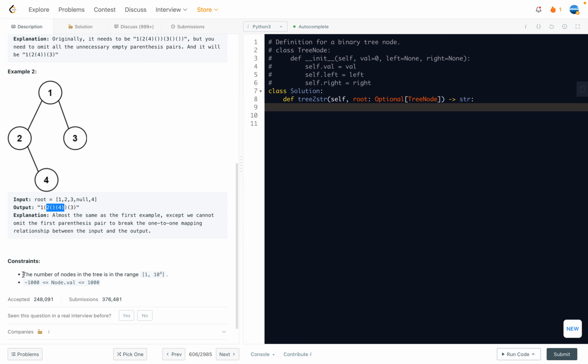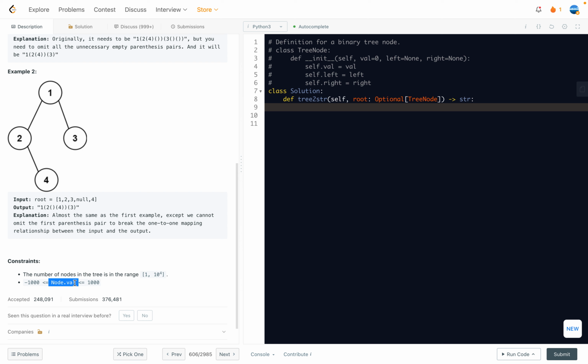Here the constraints are the following. First, the number of nodes in the tree is in the range given by the closed interval 1 to 10 to the power 4. Notice that this tree is not a null tree, but if we want to write a recursive solution, we need to consider the case of a null tree. The node value is between negative 1000 and positive 1000.